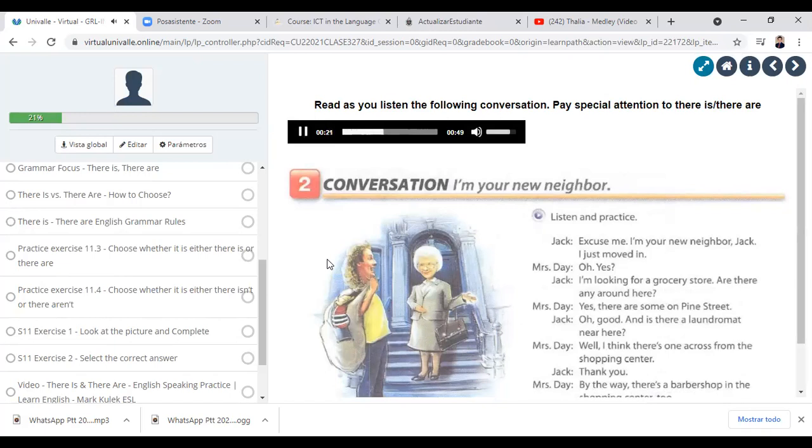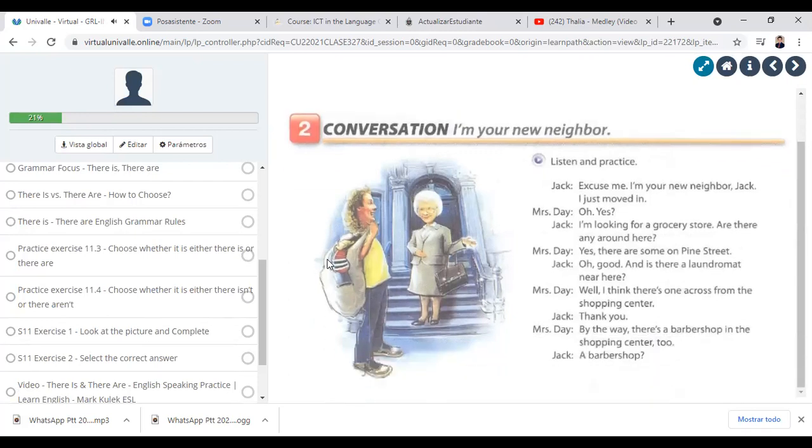Excuse me, I'm your new neighbor, Jack. I just moved in. Oh, yes. I'm looking for a grocery store. Are there any around here? Yes, there are some on Pine Street. Oh, good. And is there a laundromat near here? Well, I think there's one across from the shopping center. Thank you. By the way, there's a barber shop in the shopping center too. A barber shop?